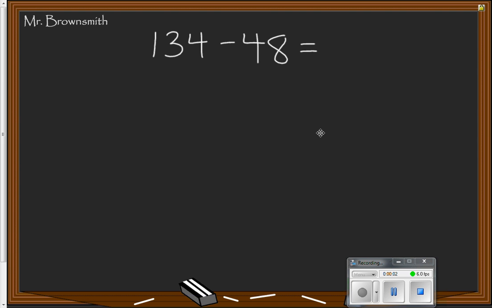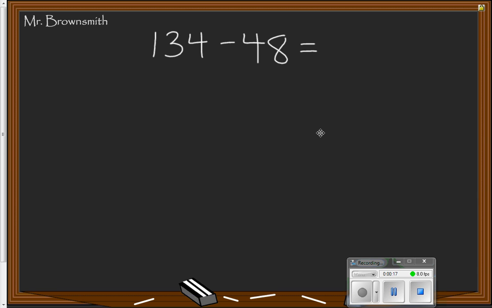All right, so some of us are struggling a little bit with subtraction, and so I want to talk about some strategies that you can use to solve some of these subtraction facts. So let's take a look at this one for an example, 134 minus 48.